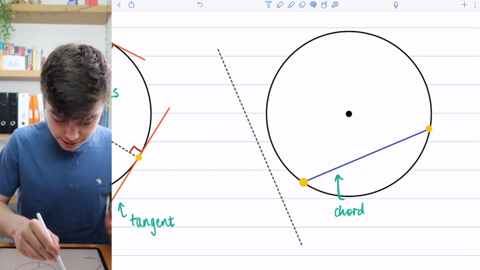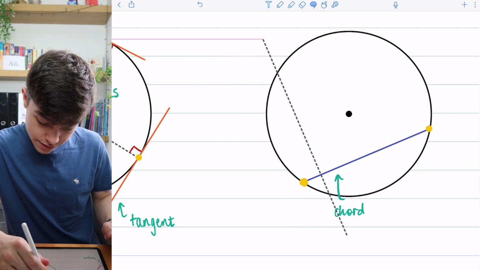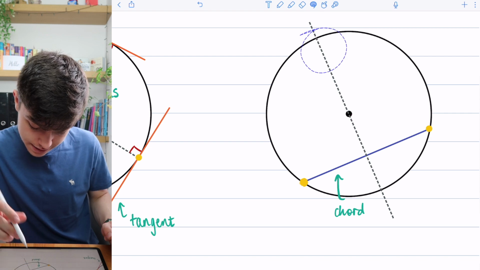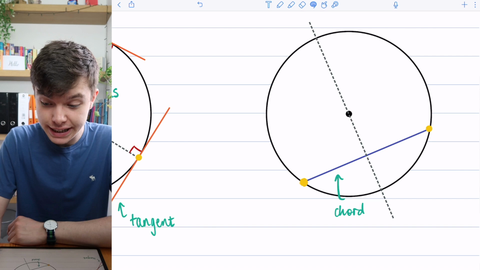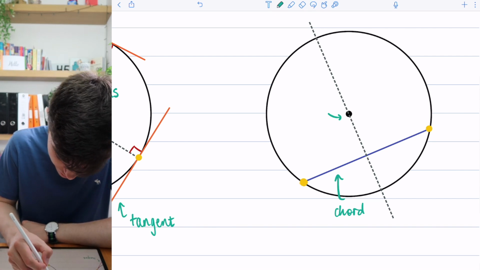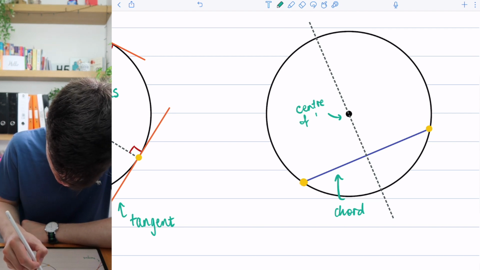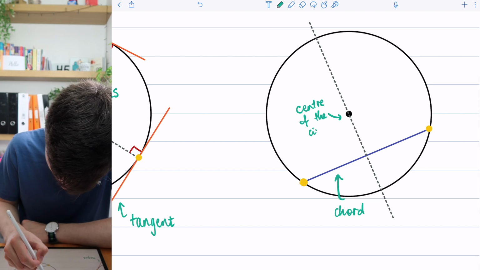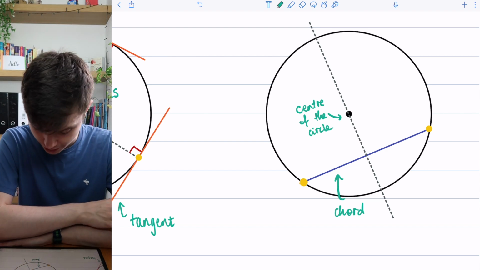I'm then going to introduce this dashed line onto the circle, and I'm going to have it so that it passes through the centre of the circle. This is really important. So again, I'll put on that this is the centre of the circle, just so we're really clear, because we can say something quite specific about this dashed line.